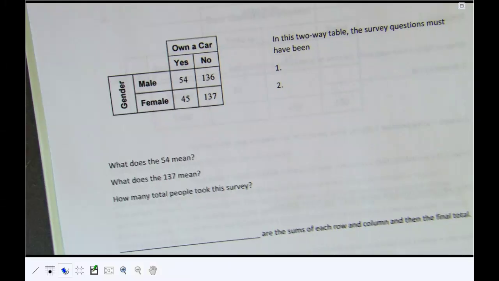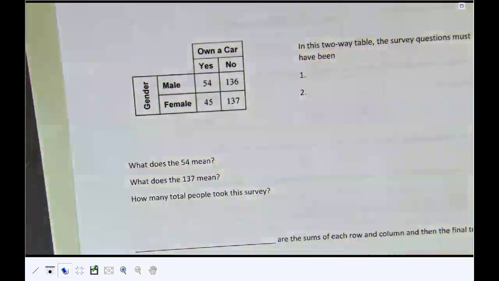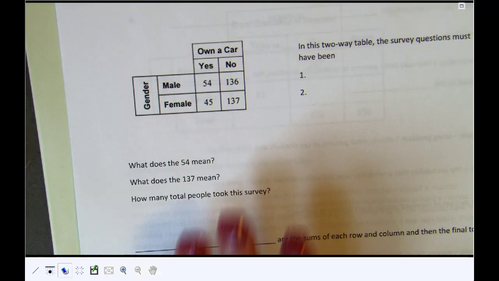All right. So we've got some notes on two-way tables. Camden, turn around, please.